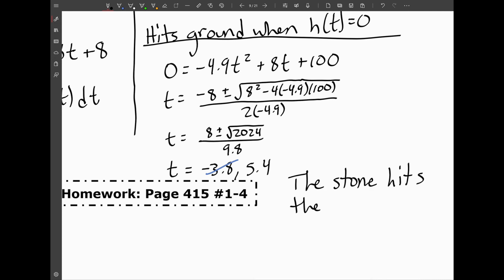And we get that the stone hits the ground after 5.4 seconds.